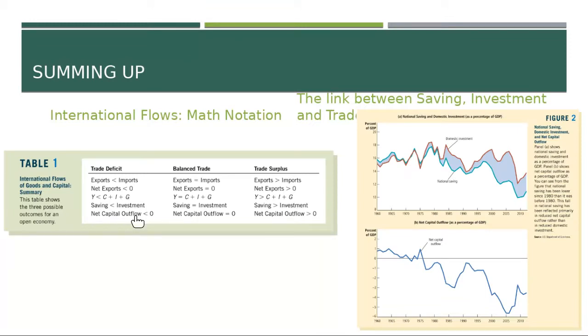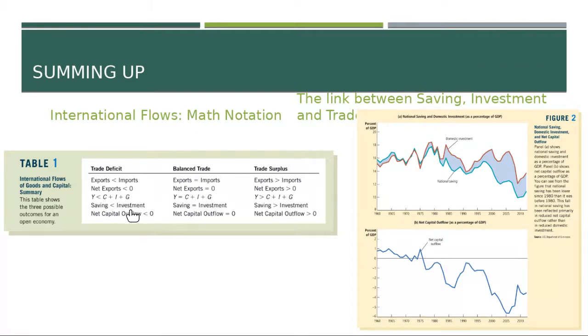We can sum this up in the following. Notice that Table 1 in your textbook has a nice little summary chart of international flows of goods and capital. So we can see here what the requirements are for a trade deficit. For a trade deficit, exports are less than imports. Net exports are less than zero. GDP is lower than consumption plus investment plus government spending.